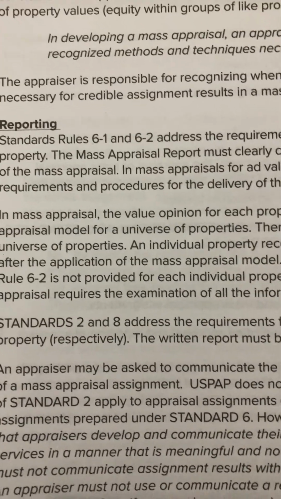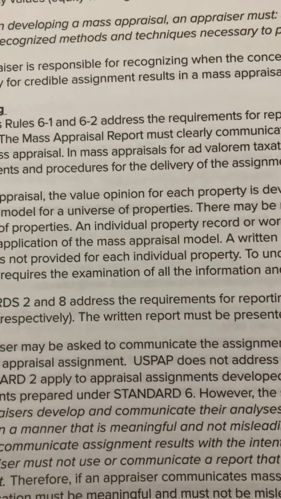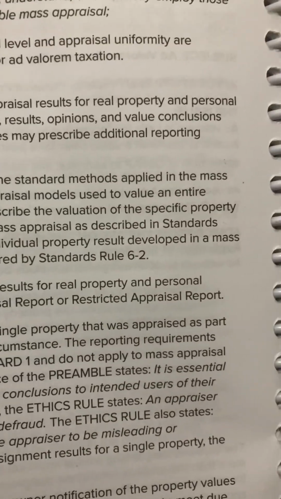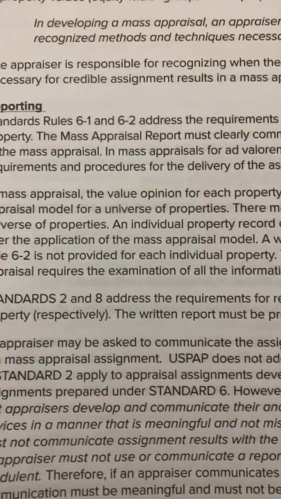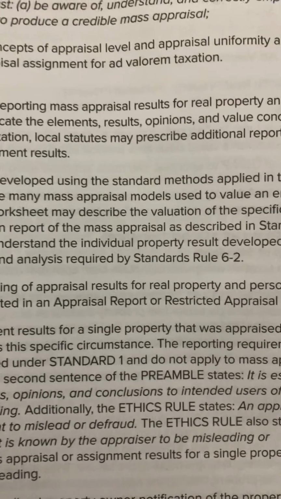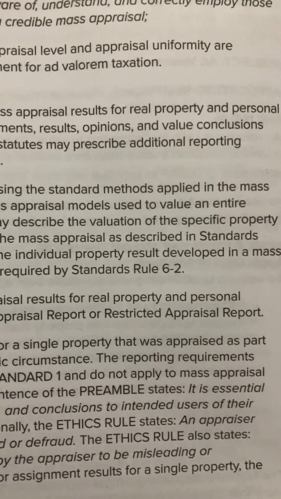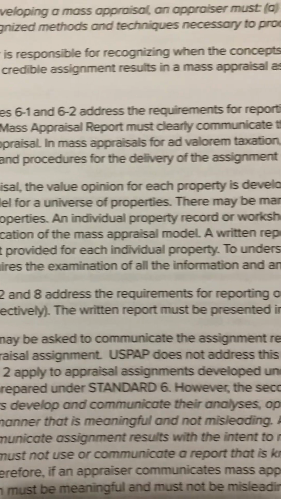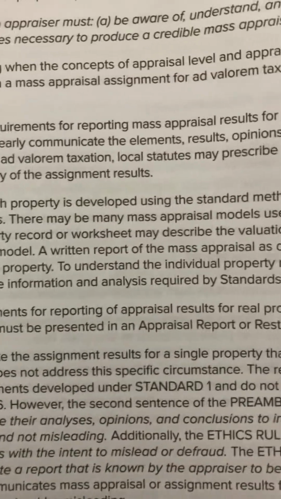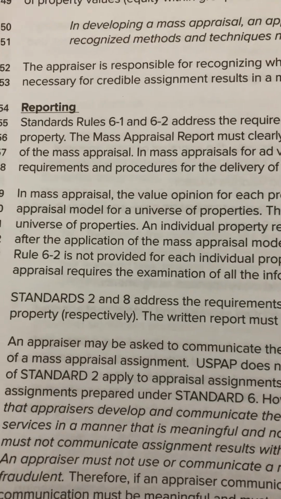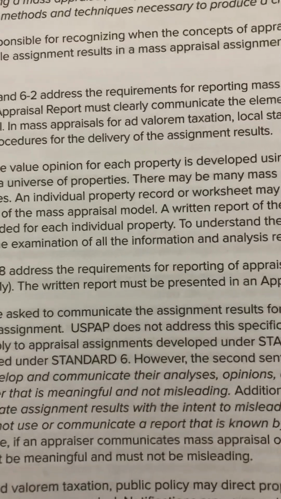Reporting. Standards Rules 6-1 and 6-2 address the requirements for reporting mass appraisal results for real property and personal property. The mass appraisal report must clearly communicate the elements, results, opinions, and value conclusions of the mass appraisal. In mass appraisals for ad valorem taxation, local statutes may prescribe additional reporting requirements and procedures for the delivery of the assignment results.